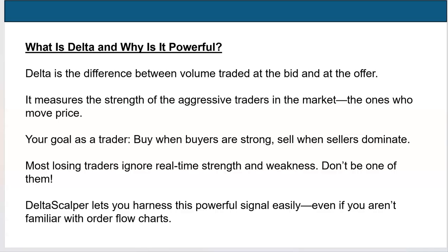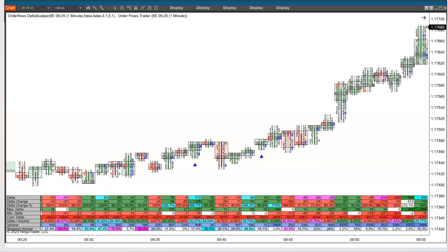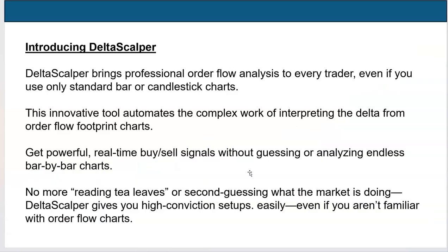The Delta Scalper lets you harness this powerful signal easily, even if you aren't familiar with order flow charts. If you're familiar with order flow charts, like a volume footprint chart, this is what it would look like. You'll see signals from the Delta Scalper appearing on your footprint chart. The beauty of it is the Delta Scalper reads the information that would normally be plotted on a footprint chart, but plots it on a normal candlestick chart for you. So if you're already using a candlestick chart, you can use the Orderflow Delta Scalper with it.